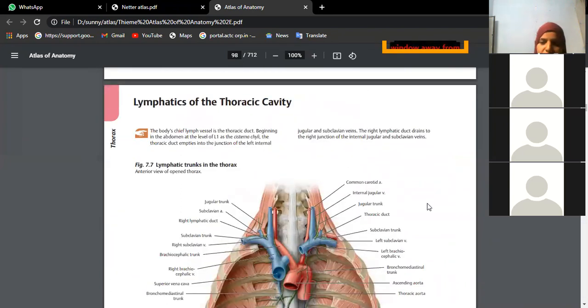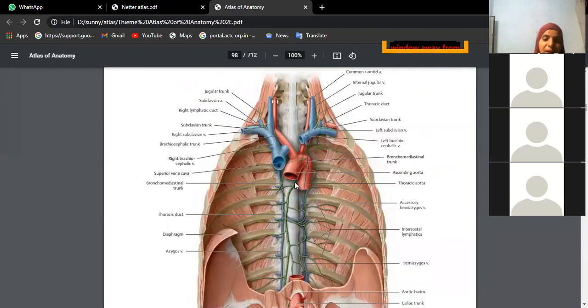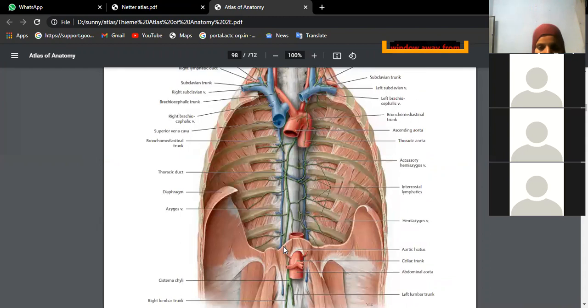Read theory once, you will understand. I'm only concentrating on the practical aspects of what you will see tomorrow. This specimen will definitely be kept. So try to observe this bluish vein, that is the azygous system of veins. Apart from that, there may be a whitish duct.